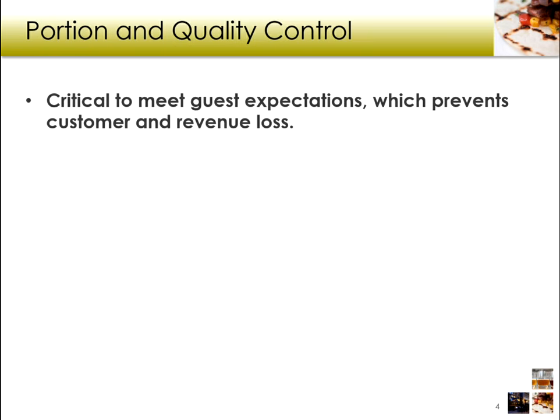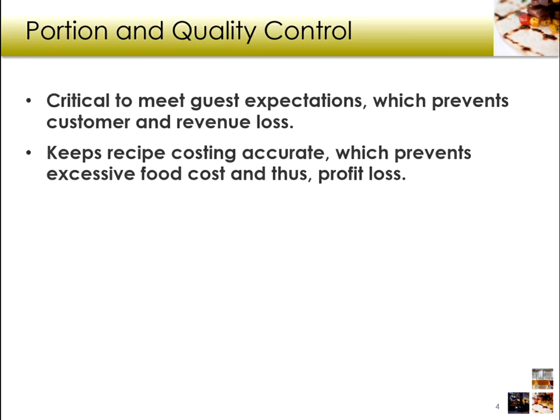It's critical that we follow standardized recipes to make sure that our customers are happy, and then they're going to keep coming back. If we're kind of bouncing around and our recipes aren't the same, they come in, order the same thing and get a different version every time they come in, they're not going to be coming in, right? We're going to lose revenue, right? We use our standardized recipes. They're going to keep our costing accurate, which prevents excessive food cost and thus profit loss, right?